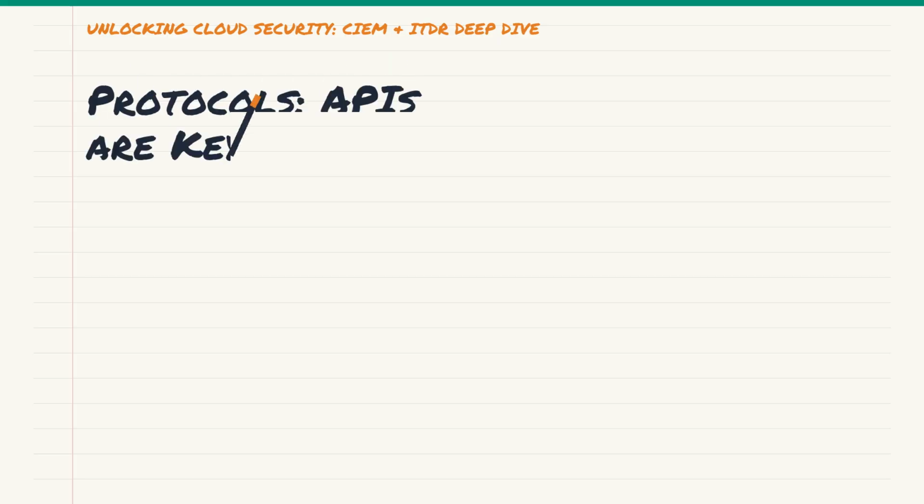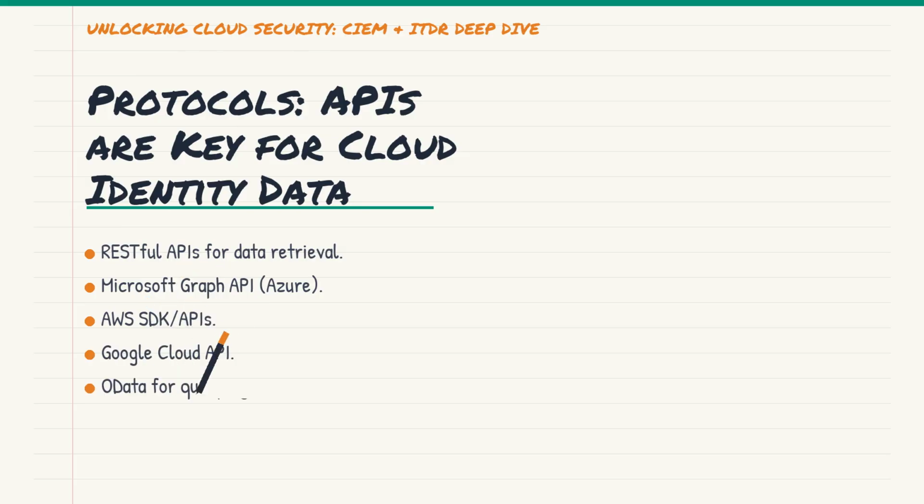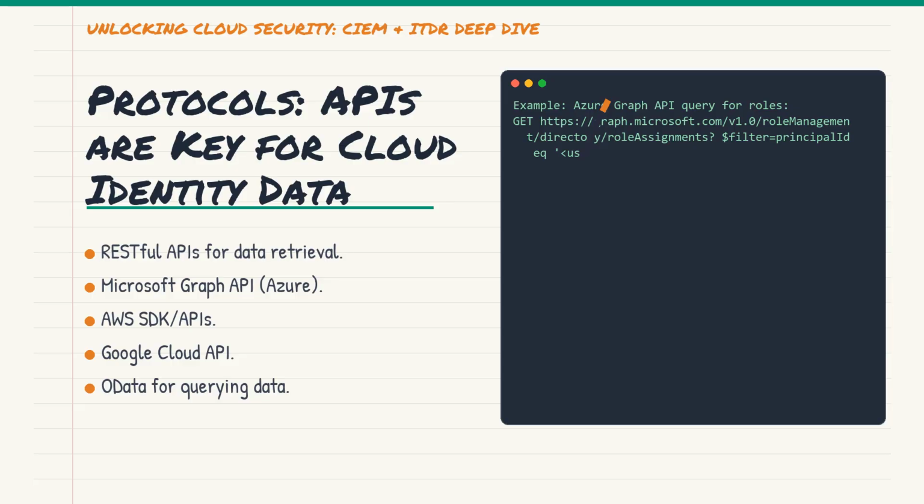The magic behind SIEM's ability to see everything in your cloud relies heavily on the cloud provider's APIs. These are essentially standardized ways for different software systems to talk to each other. For Azure, you'll see things like the Microsoft Graph API. For AWS, it's the AWS SDKs and APIs. For GCP, it's the Google Cloud API. These APIs allow SIEM tools to programmatically fetch identity configurations, role assignments, and resource policies, forming the backbone of their data collection.